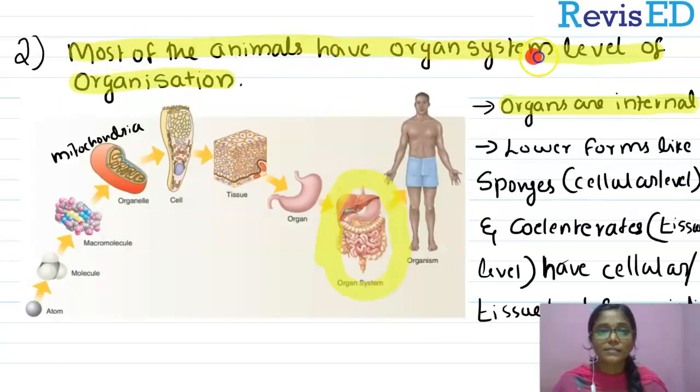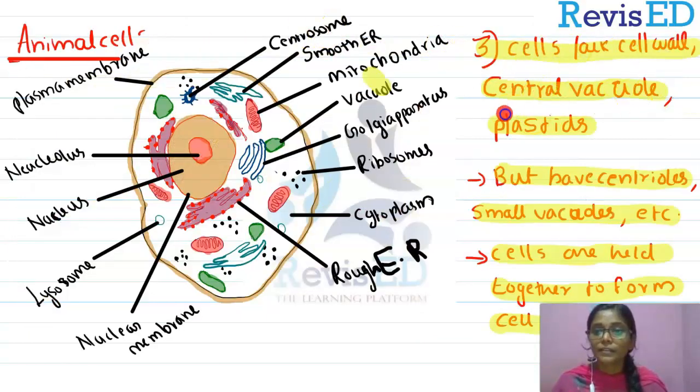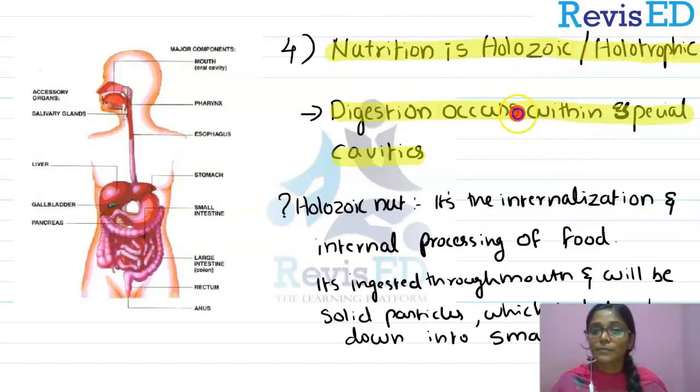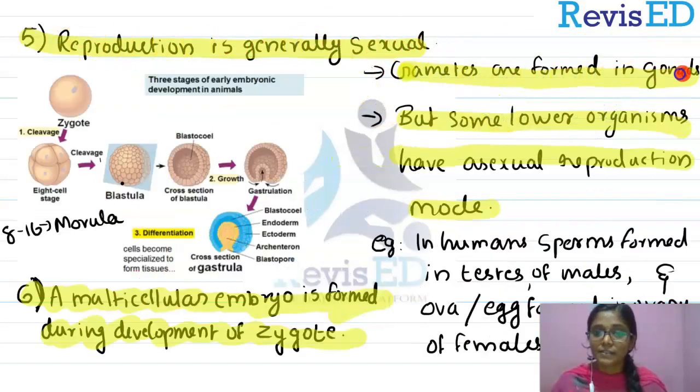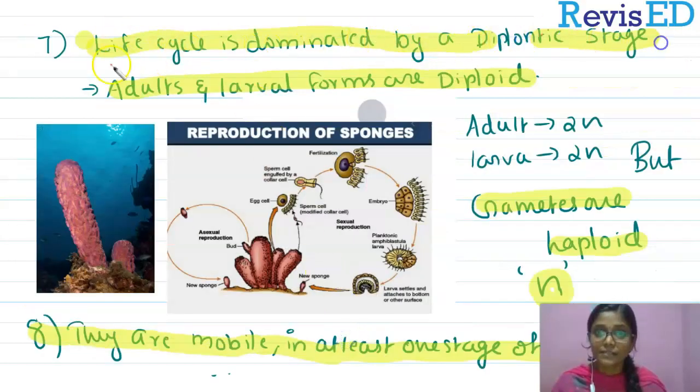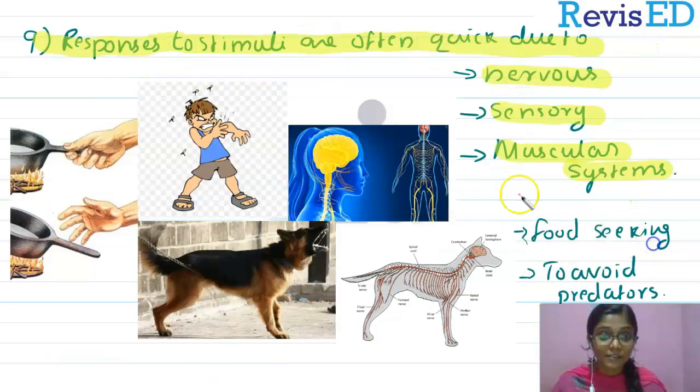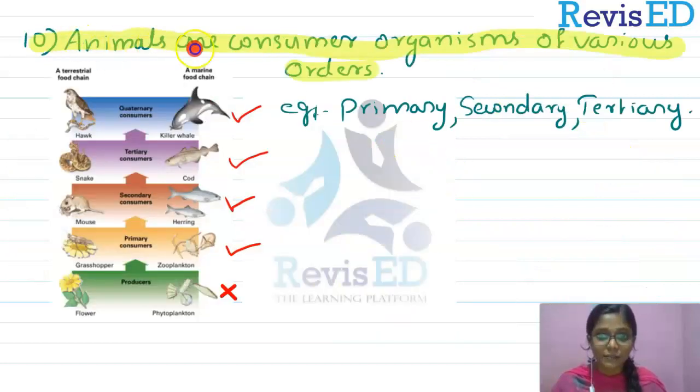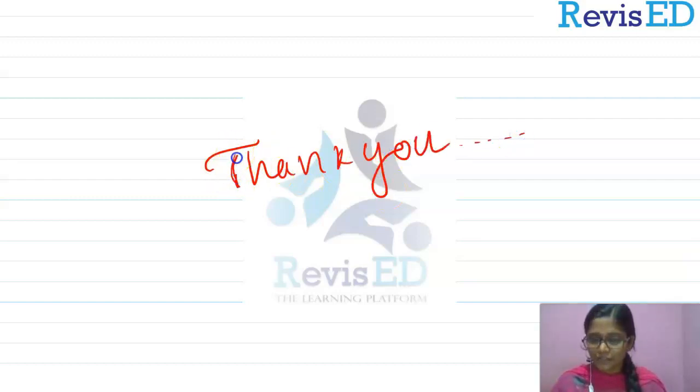So once we look at the slide, I hope you remember these points. Reproduction generally sexual, gametes are formed in gonads, multicellular embryos formed during zygote development, life cycle is dominated by a diplontic stage. Responses to stimuli are often quick due to the three systems in our body, and finally animals are consumer organisms of various orders. So to get a good understanding about this, just go through the points once again.